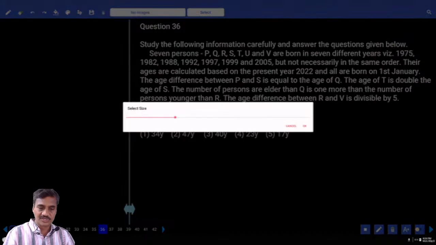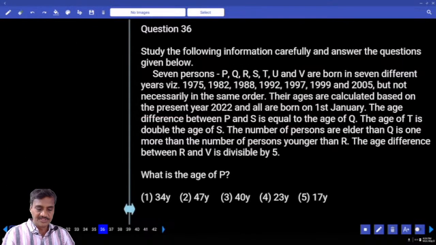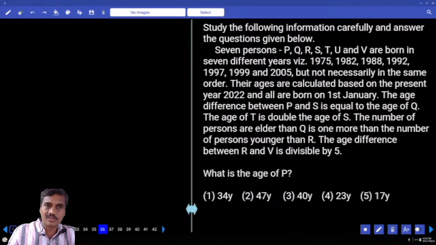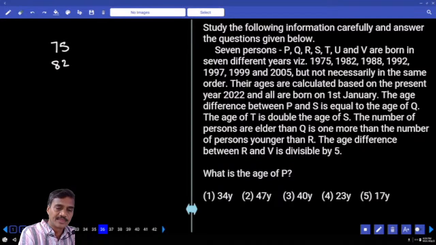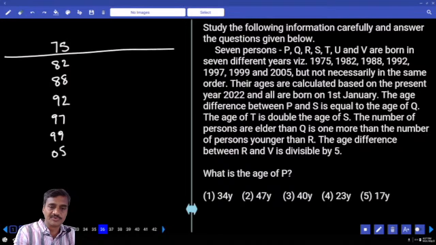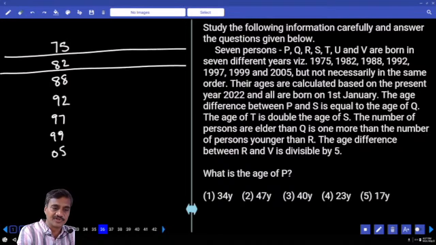Now this is based on ages. Whenever ages are given, first you need to write down all the ages in ascending order in the first column. What are the ages we have? 1975. Next one 82. Next 88. Next one is 92. Next to 92, 97, 99 and 2005. So many we have? 7. Now 7 persons were born in these 7 different years.